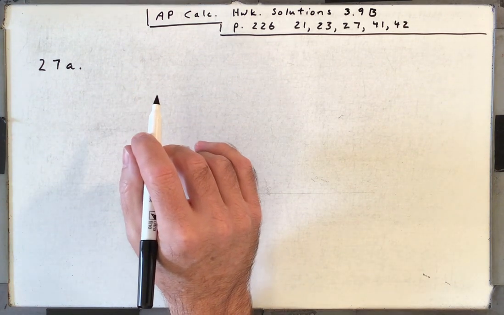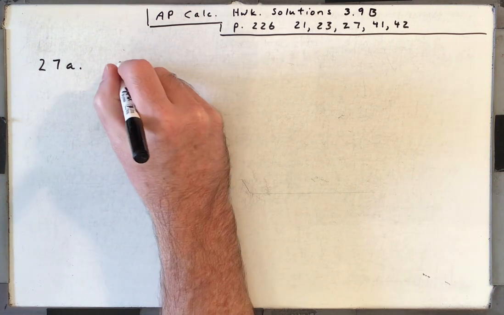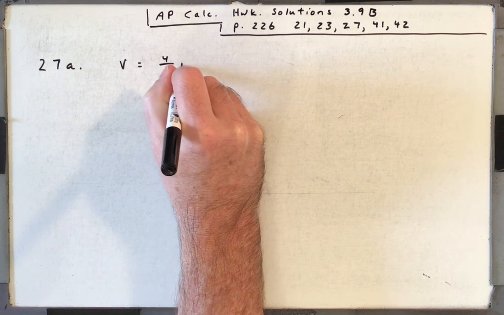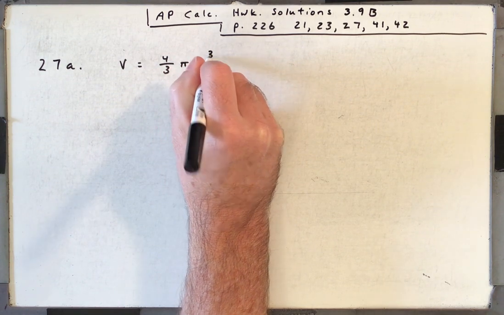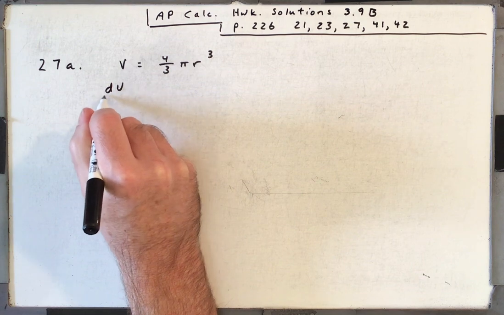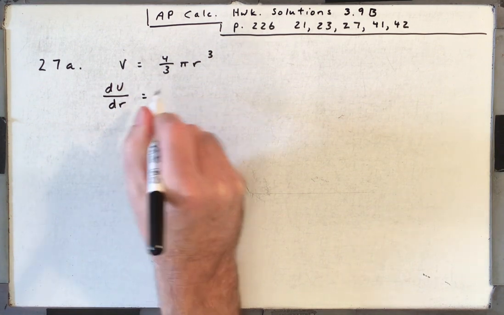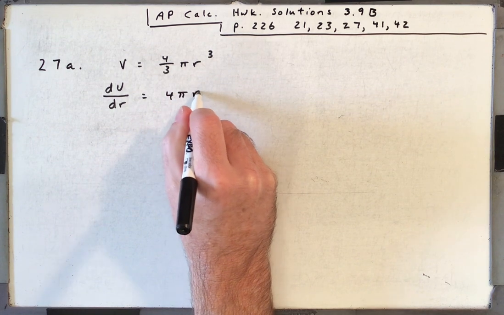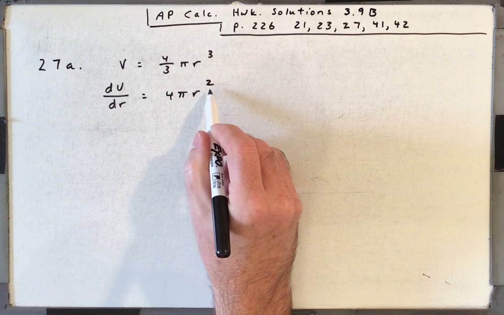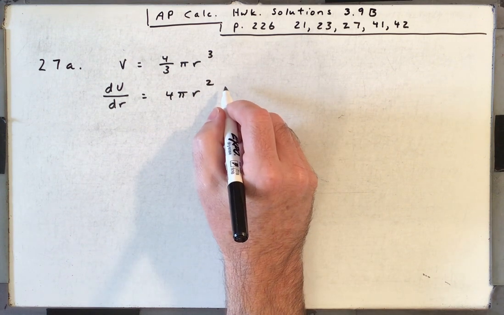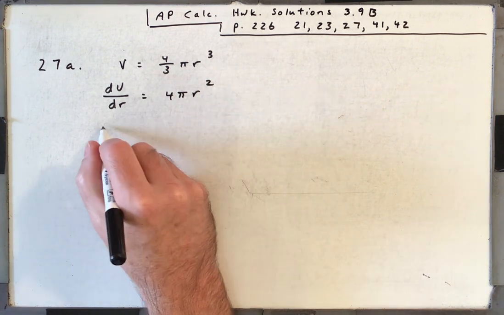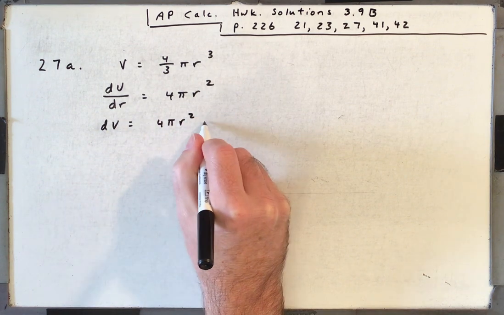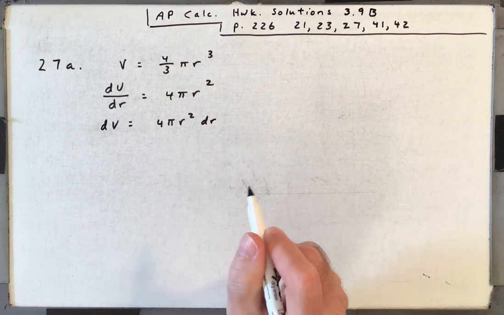All right, so we've got the volume of a sphere, so that's 4/3 pi r cubed. So we're going to have to take the derivative with respect to r. That'd be 3 times 4/3, which is 4 pi r squared. Don't forget that exponent. All right, and then dV is 4 pi r squared dr.